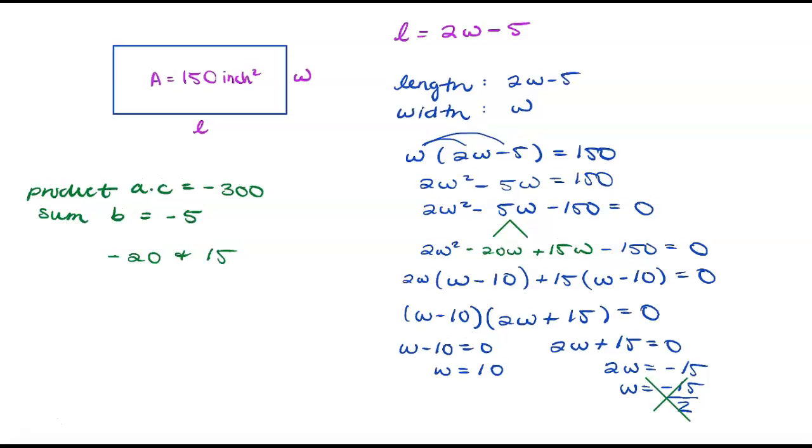And returning to the original relationship that L equals 2w minus 5, we have that the length is equal to 2 times 10 minus 5, or 20 minus 5, or 15. That is, our rectangle has a width of 10 and a length of 15. Also notice that 15 times 10 is 150, which is the appropriate area.